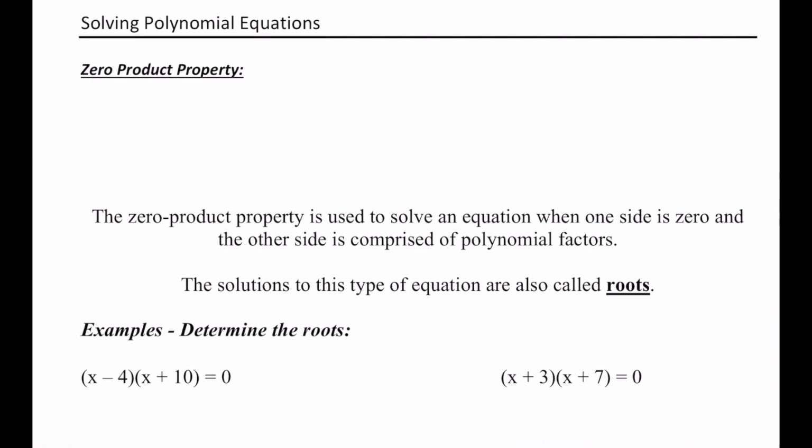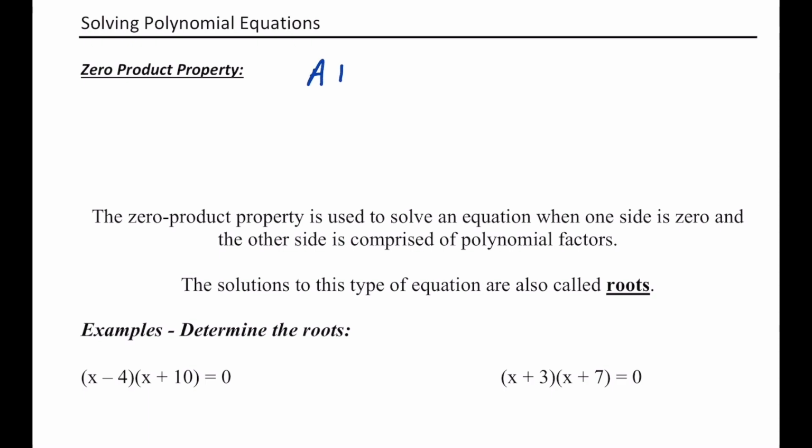Hey, it's Mr. Redstone, and in this video we're going to be solving some polynomial equations. What those are, we're going to take our binomials and the trinomials that we've been looking at, and we're going to set them equal to other values. And then we're going to find the values of the variable that make the equations true. To do that, we're going to need something called the zero product property.